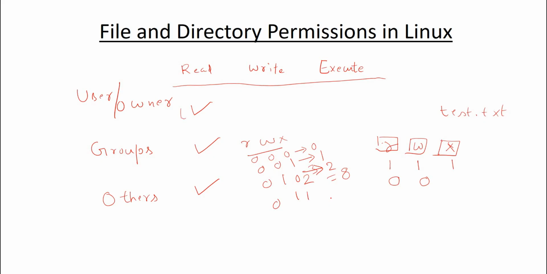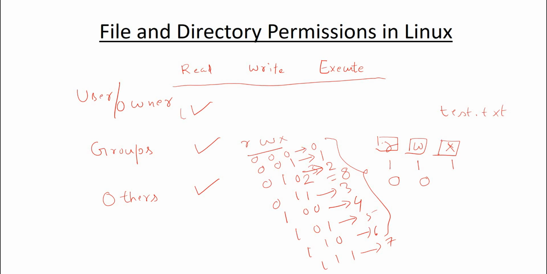0, 1, 1 means we are providing write and execute permission, but not read permission, which is 3 here. If you want to provide only read permission and not the other permissions, then this is 4. The next permissions will be 101, 5, 110, 6, 111, 7. So 111 means we are providing all read, write, and execute permissions. So these are the 8 combinations we can assign for a particular file or directory.